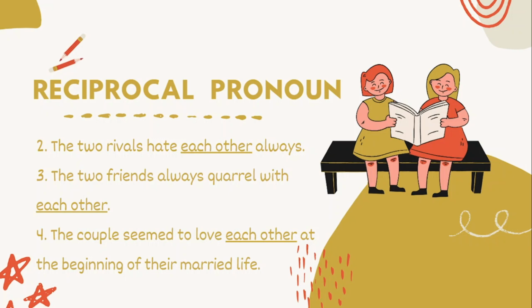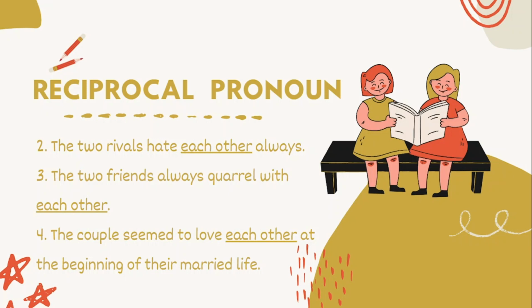Next, third one. The two friends always quarrel with each other. In this sentence, the two friends subject, quarrel main verb 1. The sentence is in present simple active voice. Here the word each other is written in the place of object. Observe it. Here, what is the meaning of this sentence?